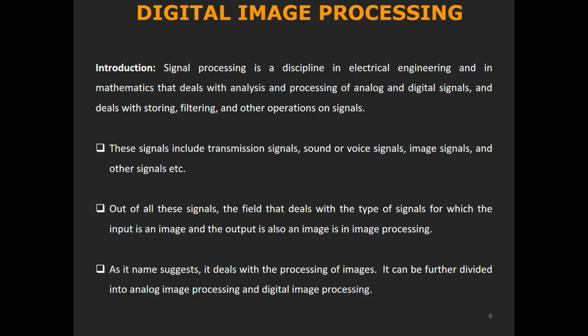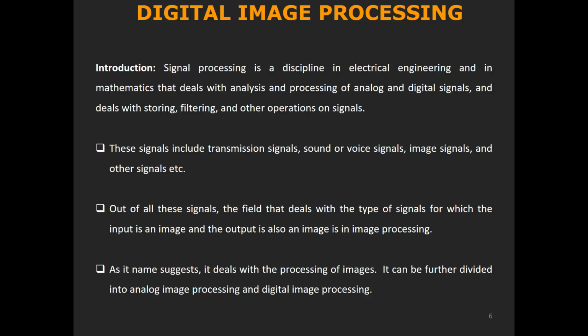For digital image processing, first we have to understand the concept of signals. Signal processing is a discipline in electrical engineering and mathematics that deals with analysis and processing of analog and digital signals, and deals with storing, filtering, and other operations on signals. These signals include transmission signals, sound or voice signals, image signals, etc.